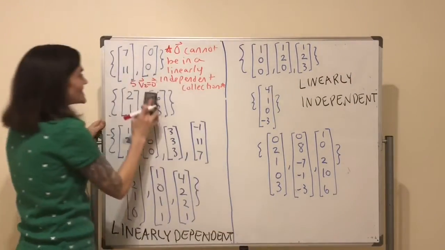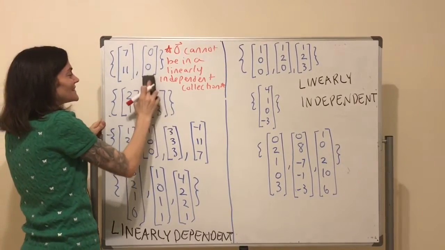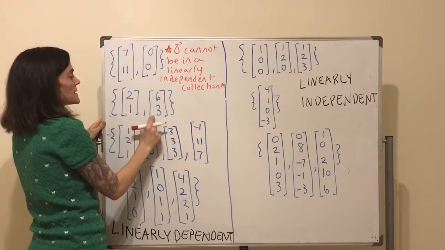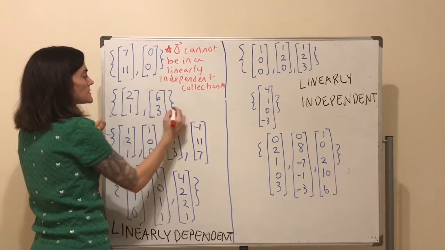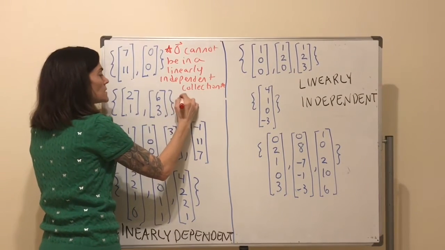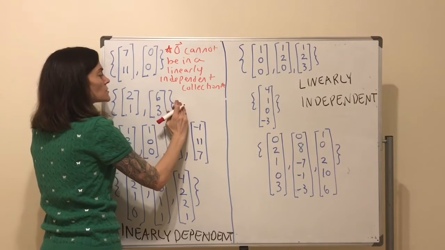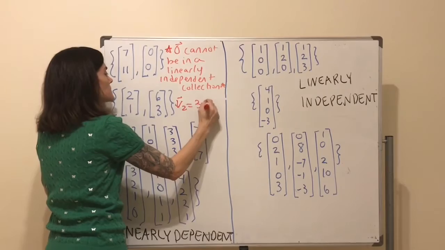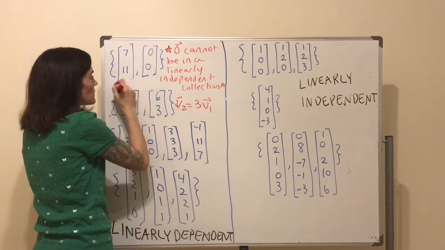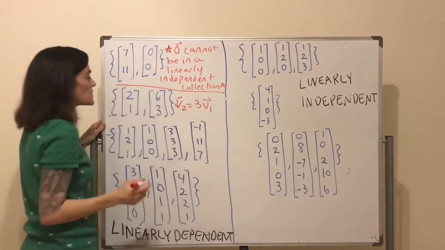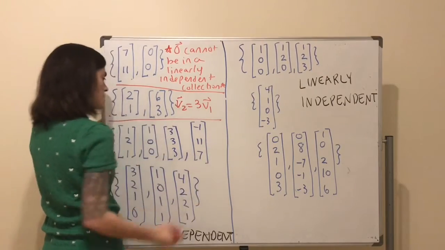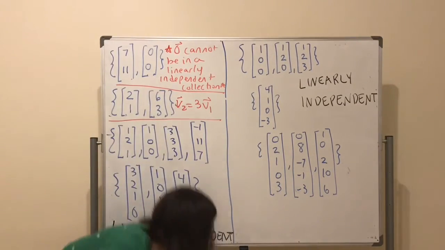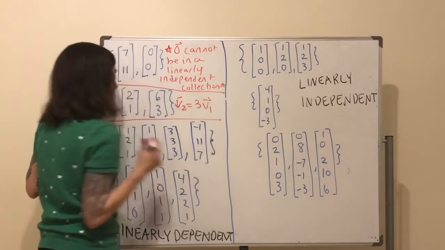Maybe I will erase this part. Okay, very nice. Now, what about this one? Well, this one we see is dependent because the second vector, v2, is 3 times v1. So this is dependent. Oh, I didn't close my bracket on this one.